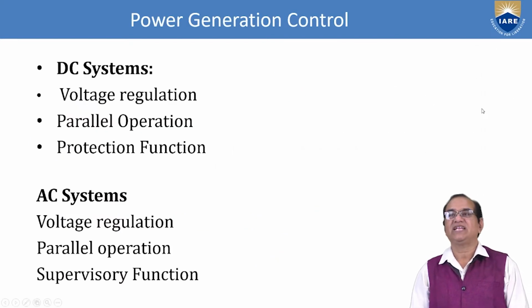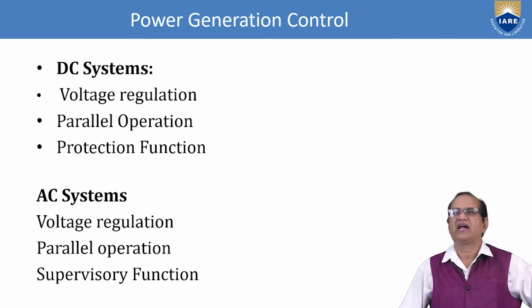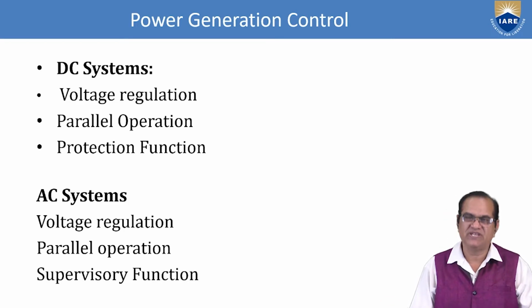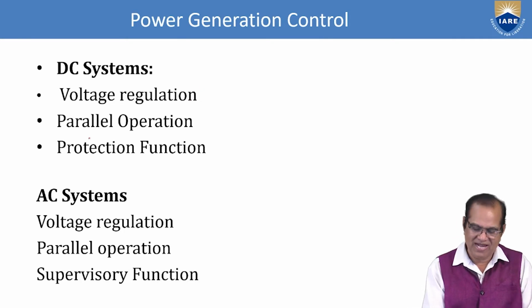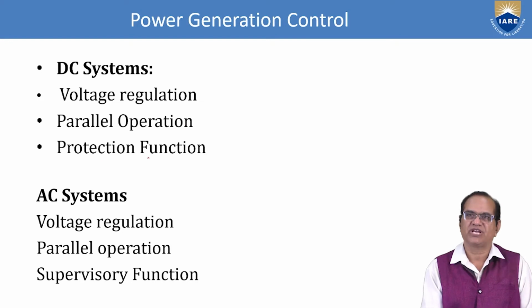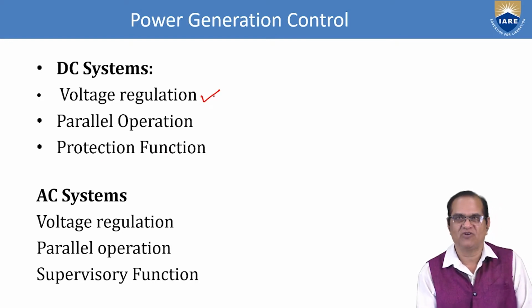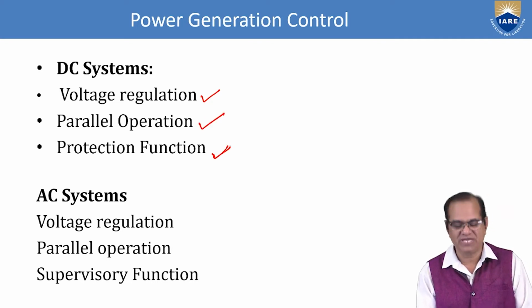Now power generation and control. So how we can generate the power and how we can control the power. That is the objective of this slide. We have here the DC system. In the DC system we have voltage regulation, parallel operation, and the protection function. So in DC, first, voltage should be regulated. Then parallel operation has to be performed and the protection of the system has to be done.